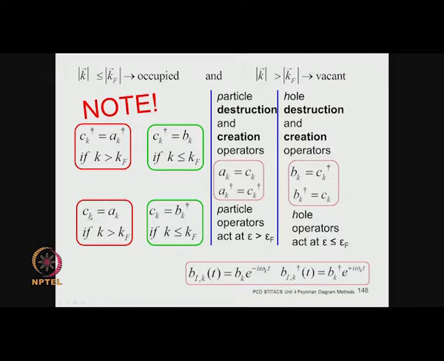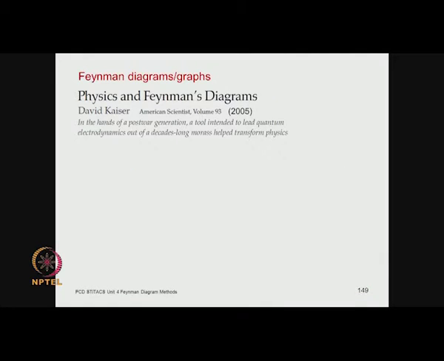What was a destruction operator above the Fermi level is a destruction operator above the Fermi level with the letter A, but what was a destruction operator below the Fermi level is now written as a creation operator, but the letter now is B rather than A or C. Okay? So, that is the picture we have.